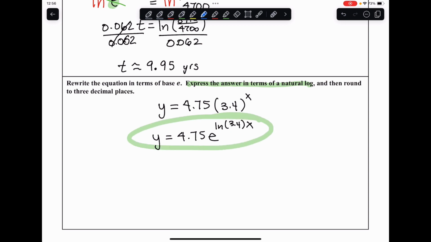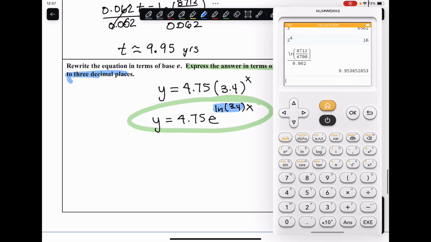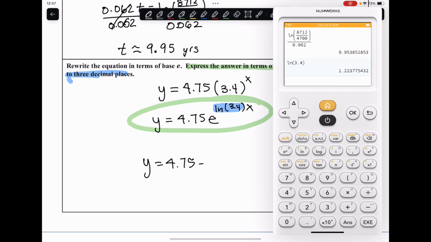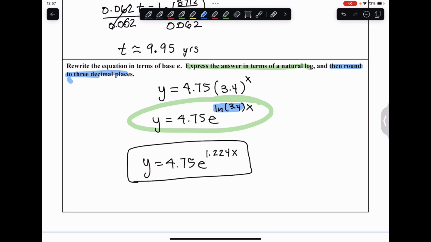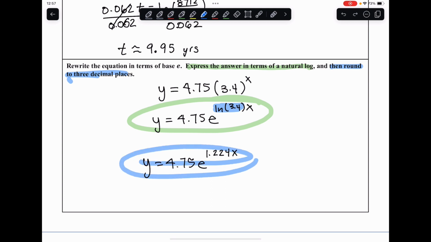What we have to do now is round to 3 decimal places. So that requires us to evaluate this part right here. We're going to need our handy dandy calculator, taking the natural log of only 3.4. That's all I need to do. We're going to write y equals 4.75 e to, with 3 decimal points, 1.224 x. So that would be the second part here. So there you have it.